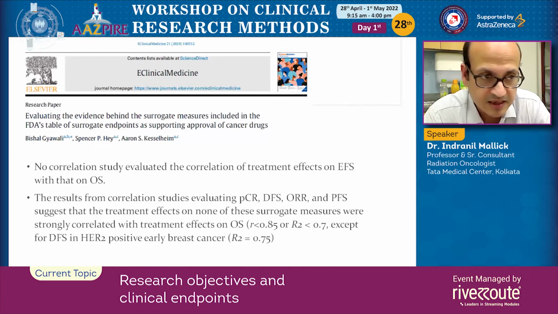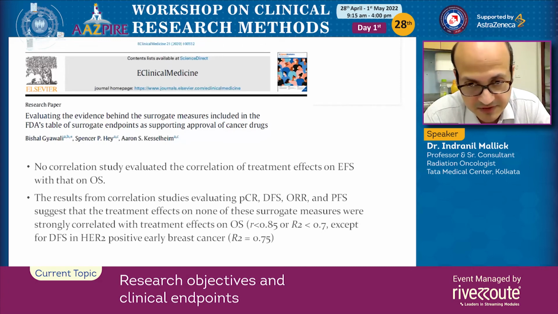And they found that there is very poor correlation. In fact, they found no correlation between studies evaluating the treatment effects on event-free survival and that on overall survival. So event-free survival is really a bad surrogate endpoint. The results from correlation studies looking at pathological complete response, disease-free survival, objective response rate, and progression-free survival suggest that treatment effects on none of these surrogate measures were strongly correlated with treatment effects on overall survival.